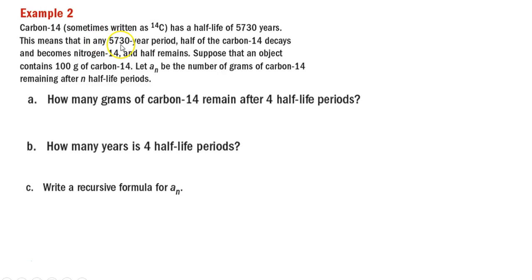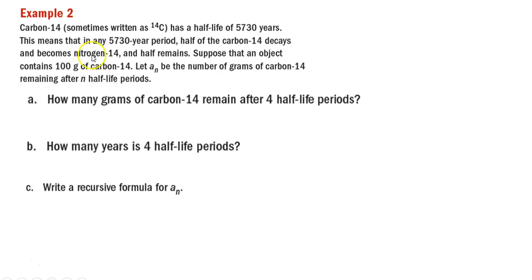This means that in any 5,730-year period, half of the carbon 14 decays and becomes nitrogen 14, and half remains. I have no idea what this sentence says. It's chemistry stuff, but I do understand that after 5,730 years, half of this carbon 14 is gone, and I guess it becomes nitrogen 14.